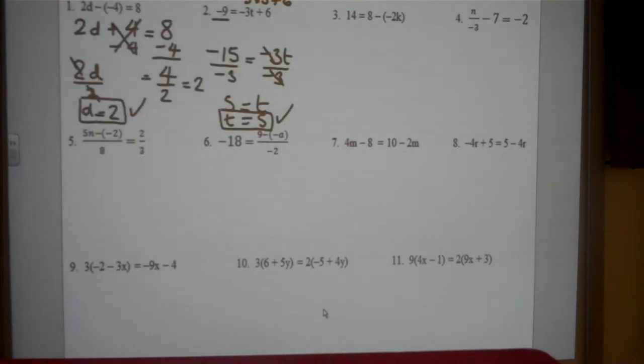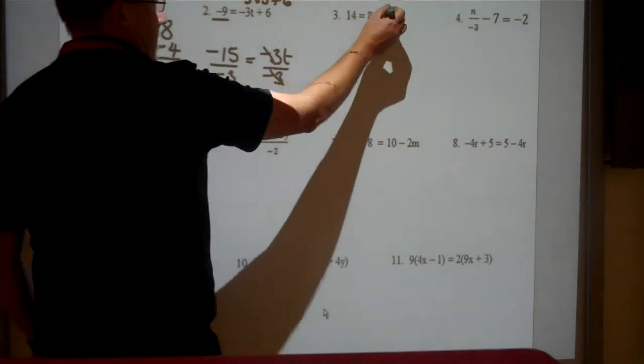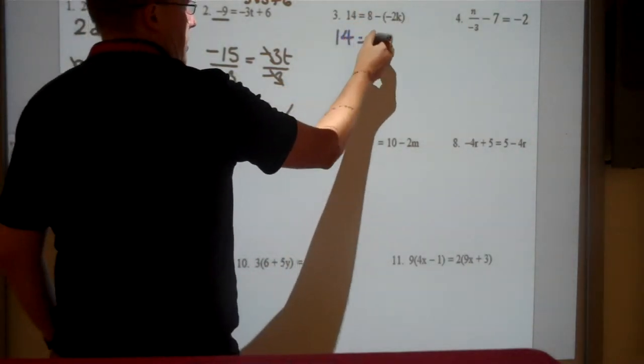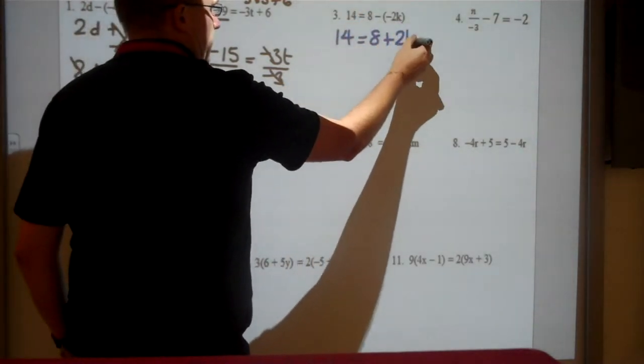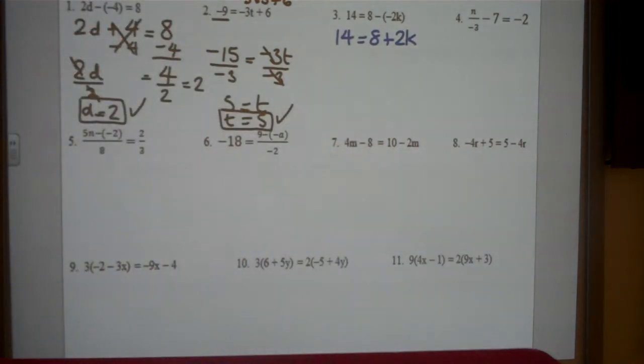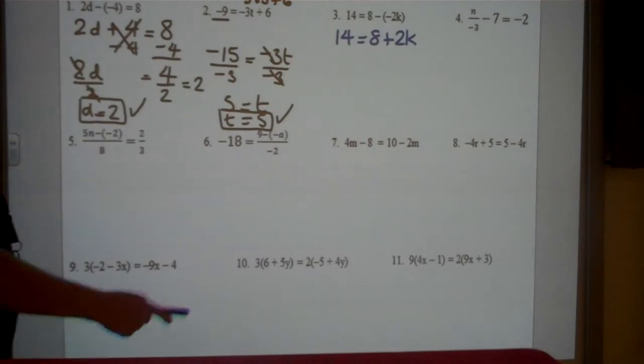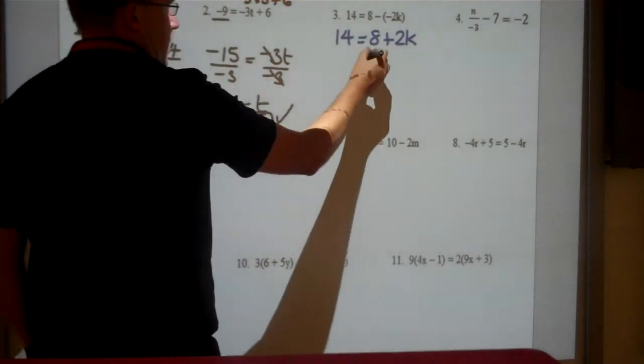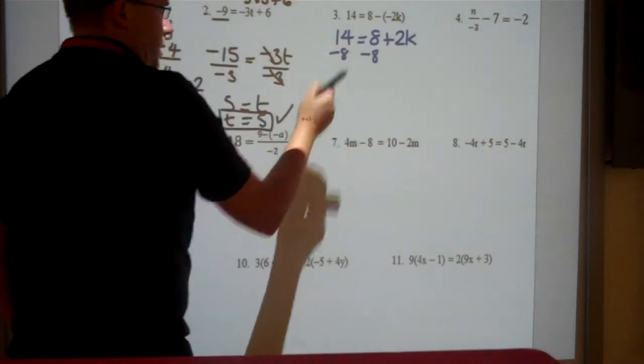Now the third question is very similar to the first one in the fact that we have two negatives here. So I'm going to rewrite this straight away as plus. And I have a similar issue to question 2. I got numbers on both sides, and I just got variables on the right. So I'd like variables on the right, numbers on the left. So I'm going to subtract 8 from this side.